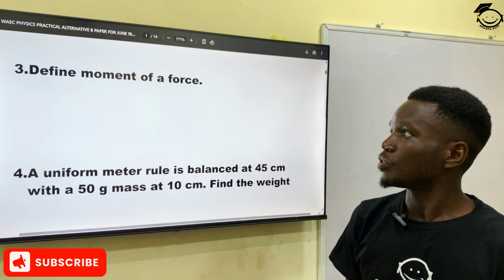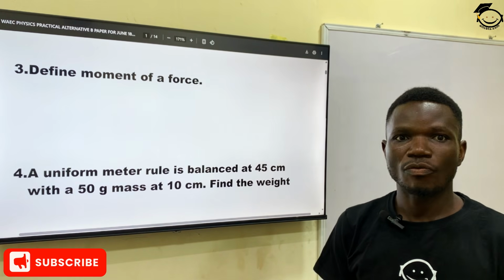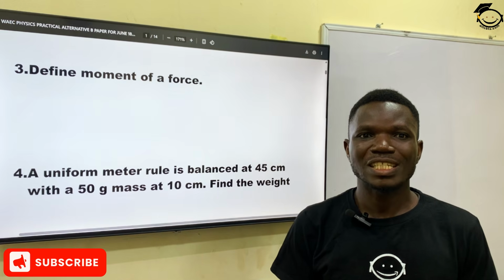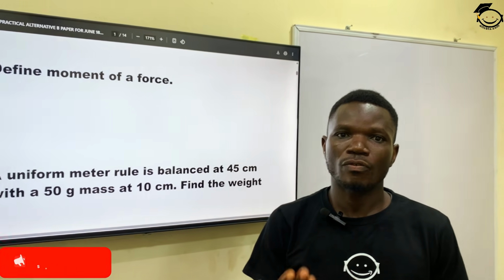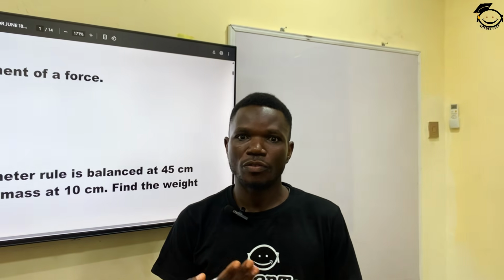Moving on to question number 3, it says define moment of a force. The moment of a force is the turning effect of a force.